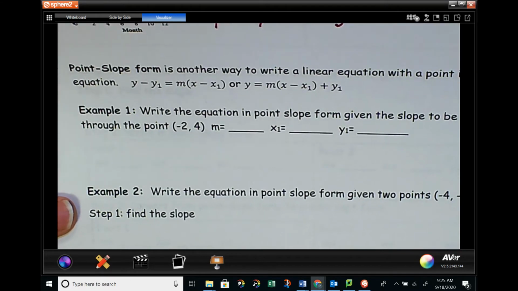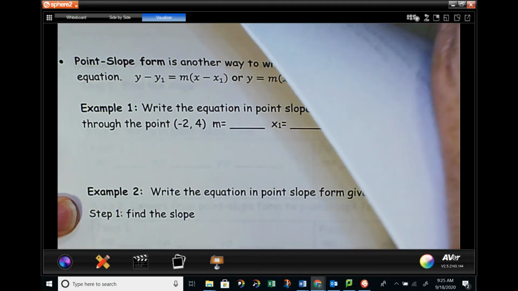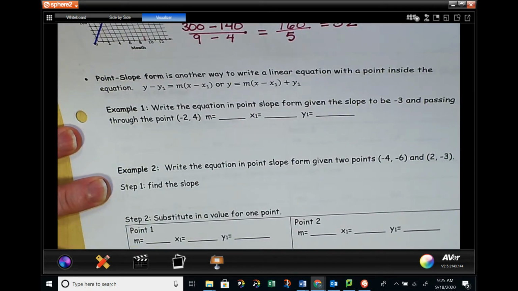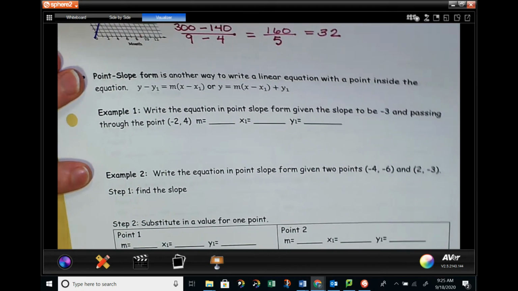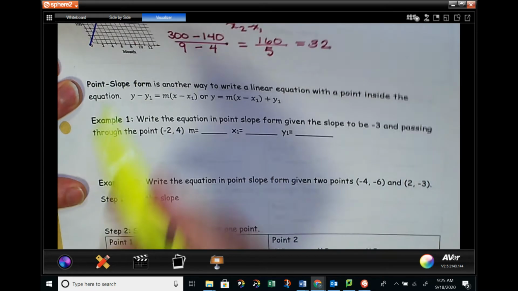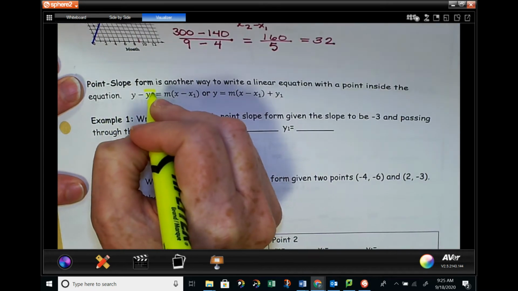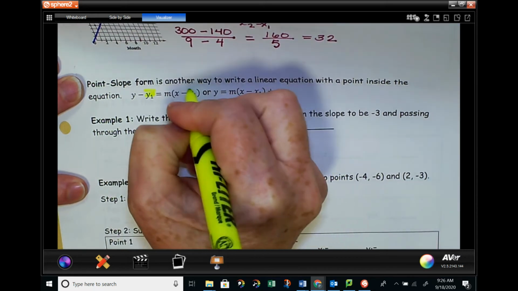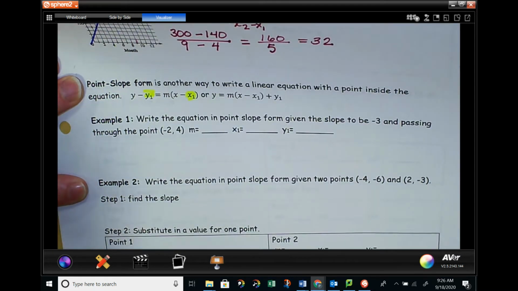Okay, so the next video is on point slope form. So with point slope form, I'm going to make it a little smaller so you can see. This is another way to write a linear equation, and this is where you're going to have one of your points. This part right here, y1, that's the y value of one of your points. x1 is the x value of one of your points.